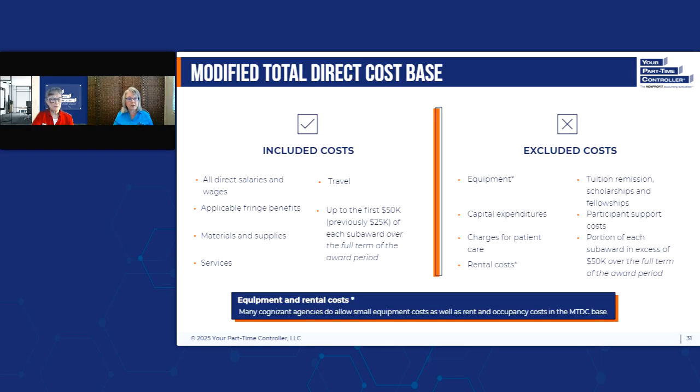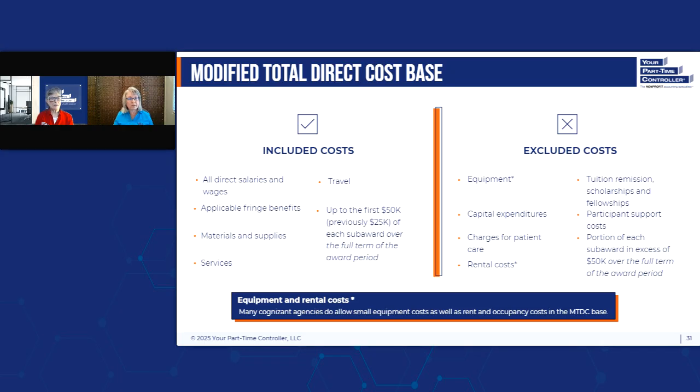Modified total direct costs includes all direct salaries and wages, applicable fringe benefits, materials and supplies, services, travel, and up to the first $50,000 of each subaward, that is over the full term of the award period, regardless of the period of performance of the subawards under the award. It excludes items such as equipment, capital expenditures, rental costs, tuition remission, scholarships, fellowships, participant support costs, and the portion of each subaward exceeding $50,000.